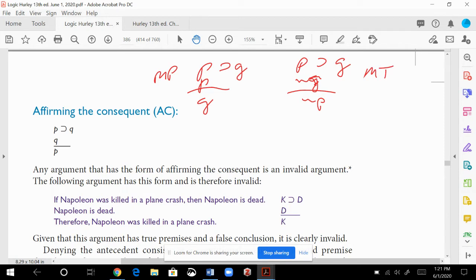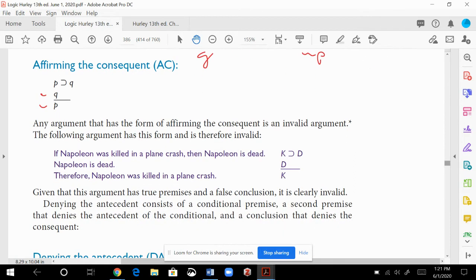So on the first one, we have a conditional. It's like, if P, then Q. We have Q, therefore we have P. It kind of looks like a modus tollens, except there's something missing. We don't have the tildes. And that's why this thing doesn't work.